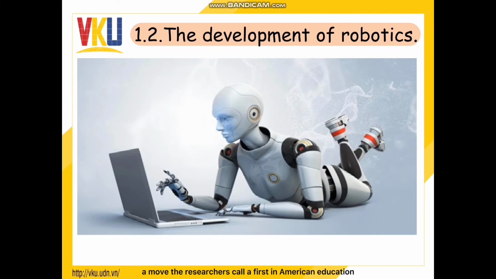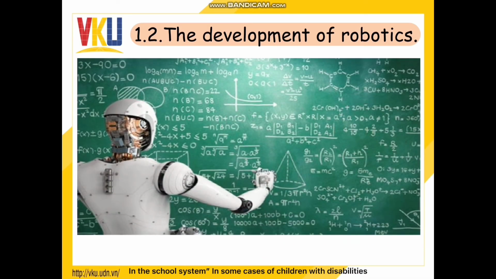Among the researchers, called the first in American education, in the school system, in the care of children with disabilities, there have been advancements with robots. Autistic children are open to communicating with robots, as they have a hard time interacting with humans.